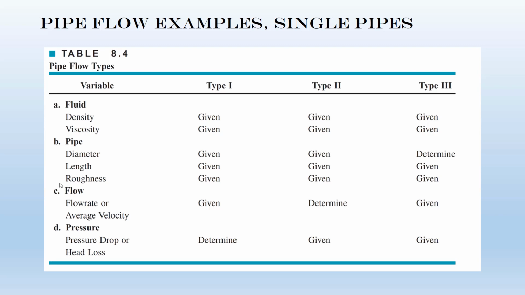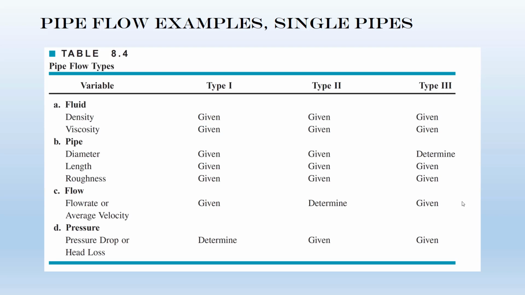So for the type 1 of question, we have all information except the last part, the pressure drop or head loss. This part is unknown, and you need to determine the pressure drop or head loss. For the second type, everything is known except the flow rate or average velocity. And then for the third one, the diameter plus flow rate and average velocities are unknown. So again, guys, these are three typical problems for the single pipe.